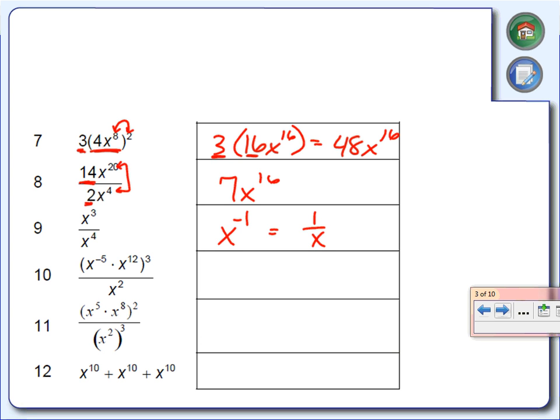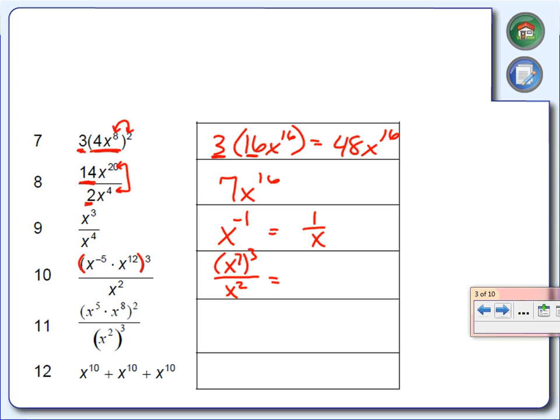Number 10. The first thing I'm going to do is what's in the parentheses. Since they're multiplied, I need to add up these two exponents. So if I add those exponents, negative 5 plus 12, what is negative 5 plus 12? 7. So I end up with x to the 7 to the 3rd, and we're going to divide that by x squared in a second.